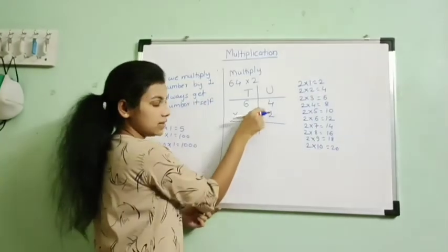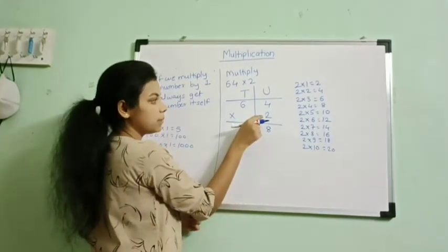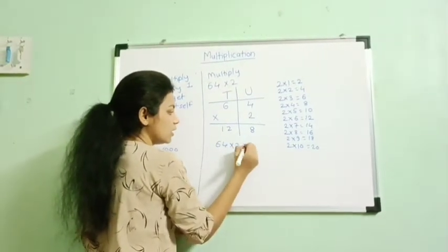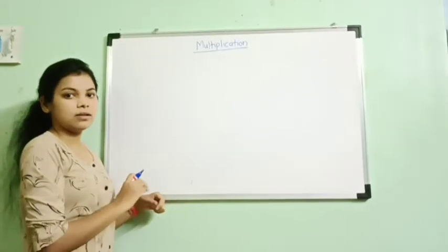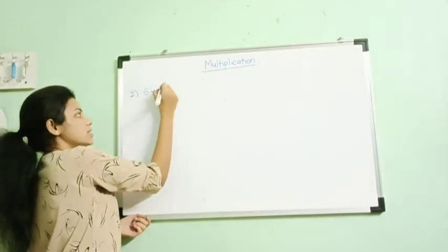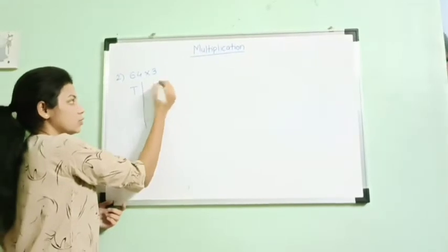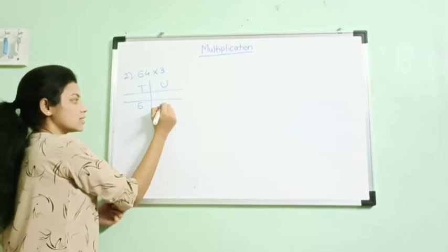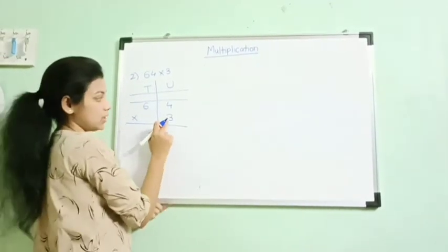Now first multiply this units place column. 2 into 4 is equal to 8, and then multiply 2 into 6 which is equal to 12. Therefore 64 into 2 equal to 128. Now we will see another example of multiplication with carrying over. Multiply 64 into 3. Arrange them in tens place, units place. Leave one row for the carrying over digits. 64 into 3. We will need the multiplication table for 3.